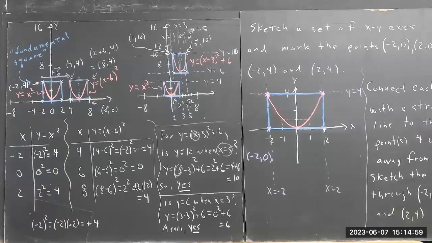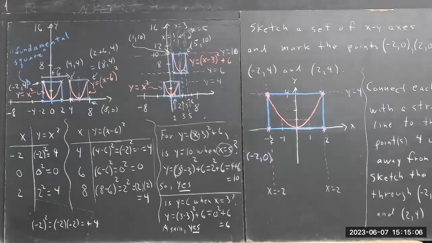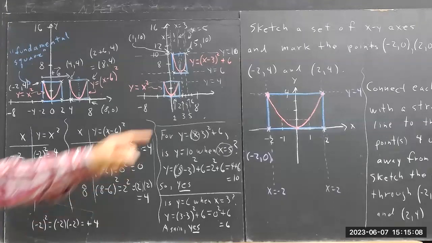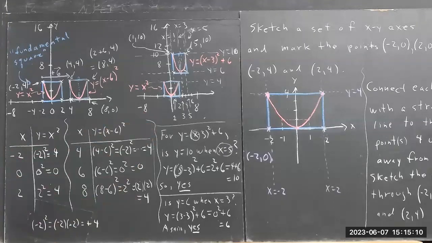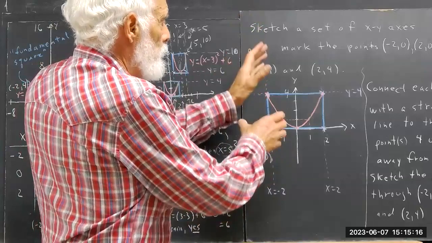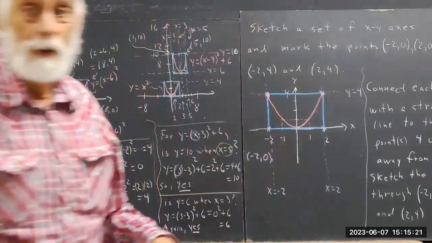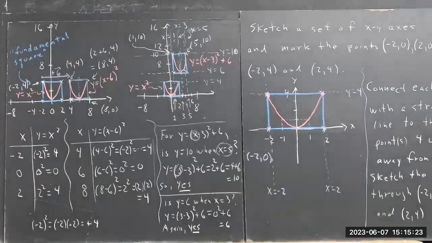Okay. Now there's one more thing that we do with this fundamental square. And that's going to be what happens to this function if we double the height of this thing without changing the width. So we're going to talk about that in the next video.